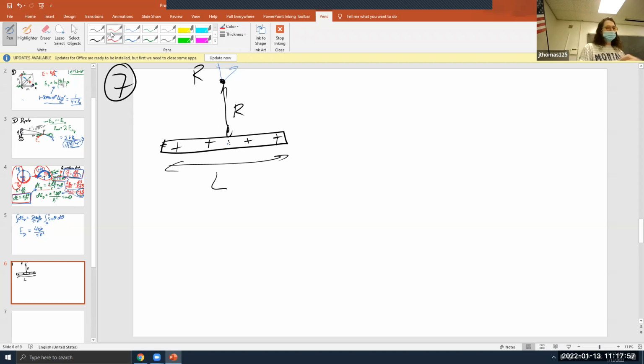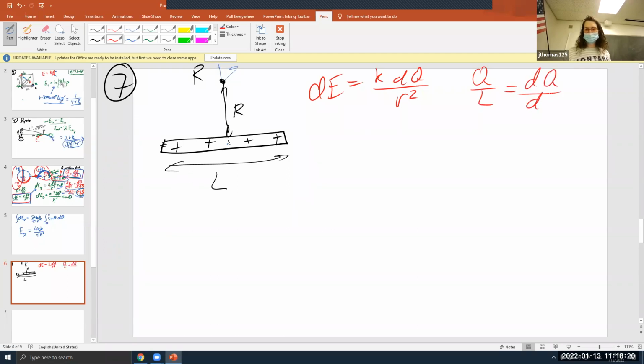So what are the tools I have in my toolbox? Well, as promised on the last problem, the two tools are dE equals K times dQ over R squared. And the other tool, when I have uniform distribution, is Q over L is equal to dQ over dL. We're going to use these two. We know we want to get rid of the dQ. We want to substitute out something in terms of distance.